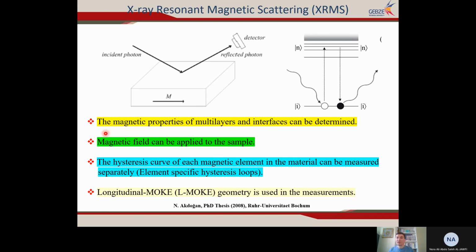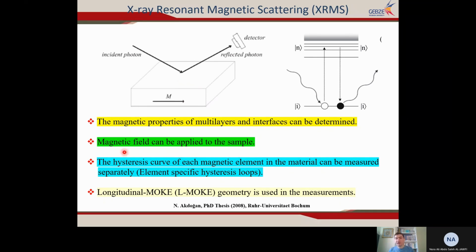So what are the advantages of this method? The magnetic properties of multilayers and interfaces can be determined. Here in the picture you see just a single layer, but if you have a multilayer system with different interfaces between the layers, you can selectively study the magnetic properties of these layers and interfaces. This is the unique property of the XRMS method.